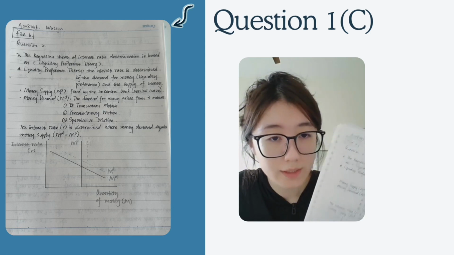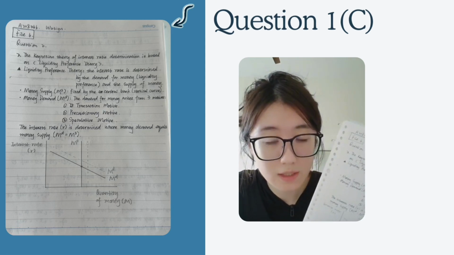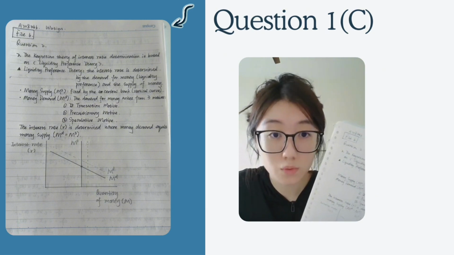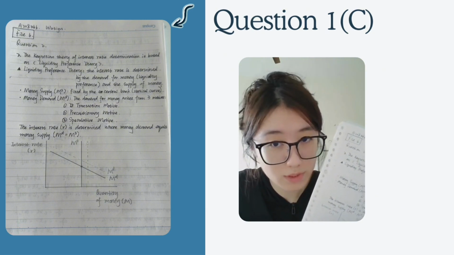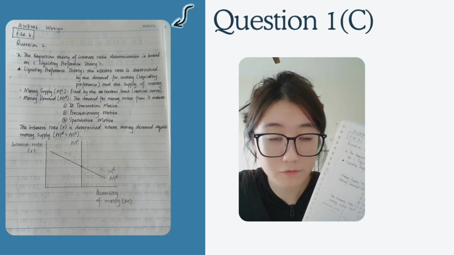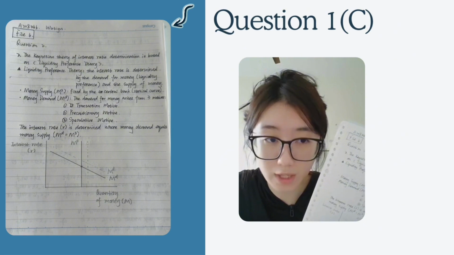Example 2: if people's income rises, transaction demand increases and MD shifts right. The new equilibrium is at a higher interest rate. More demand for money pushes up its price.